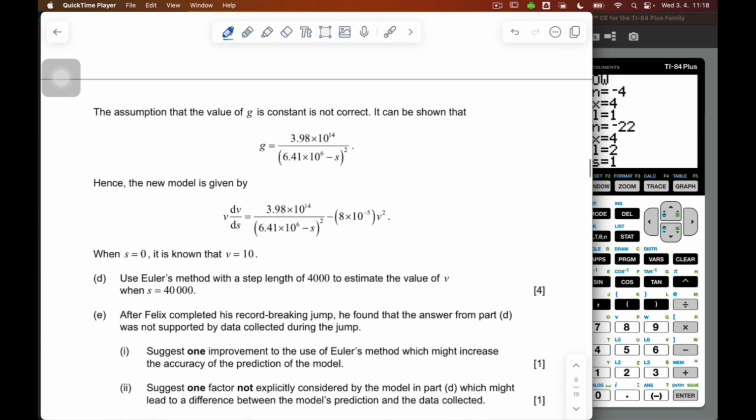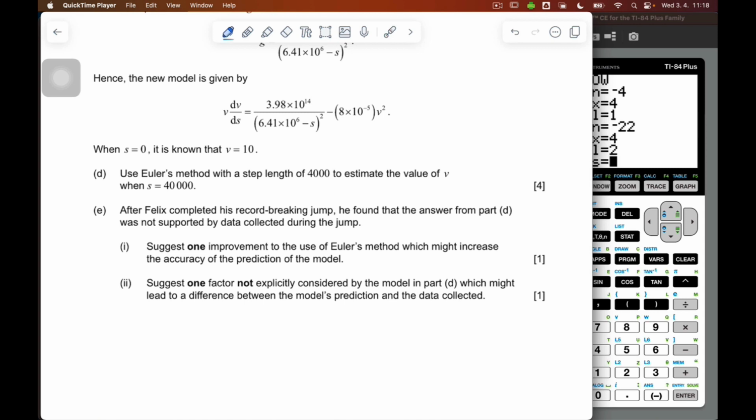Then if we continue on, it says the assumption that the value of g is constant is not correct. It can be shown that this is true. So this is actually what gravity is not constant. It is shown by this. Hence, the new model is given by this particular scenario here. If s is 0 and v is 10, we want to use Euler's method with a step of 4,000 to estimate the value of v.